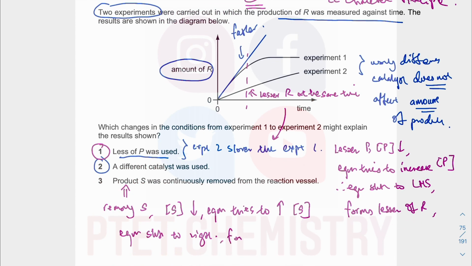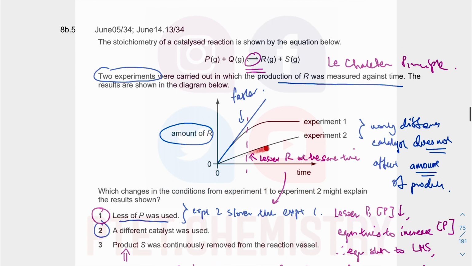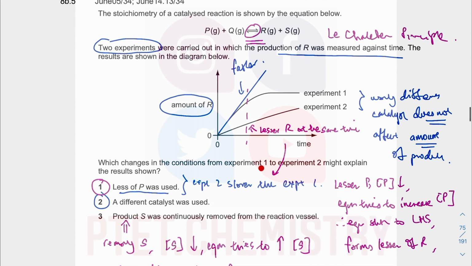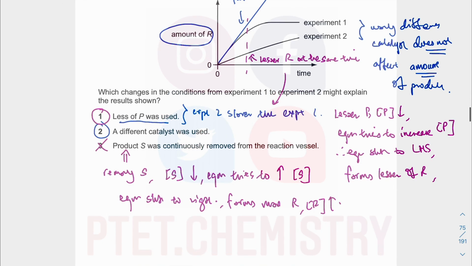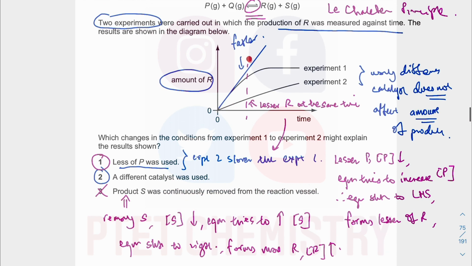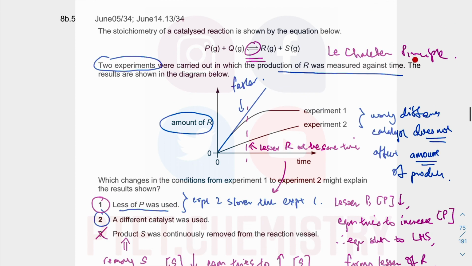Okay, and it's the opposite of this. So it forms more R. Therefore, you expect the concentration of R to increase, the amount of R to increase, and you wouldn't expect it to be slower, you expect it to be faster instead, okay? Because you're changing from experiment 1 to experiment 2. So we will expect it to be faster than experiment 1, which it isn't. It is slower than experiment 1. What I mean is it's slower in the sense that at a unit time, you get lesser R compared to experiment 1, and this will give you more R at that unit time as a result of the shift in equilibrium position.